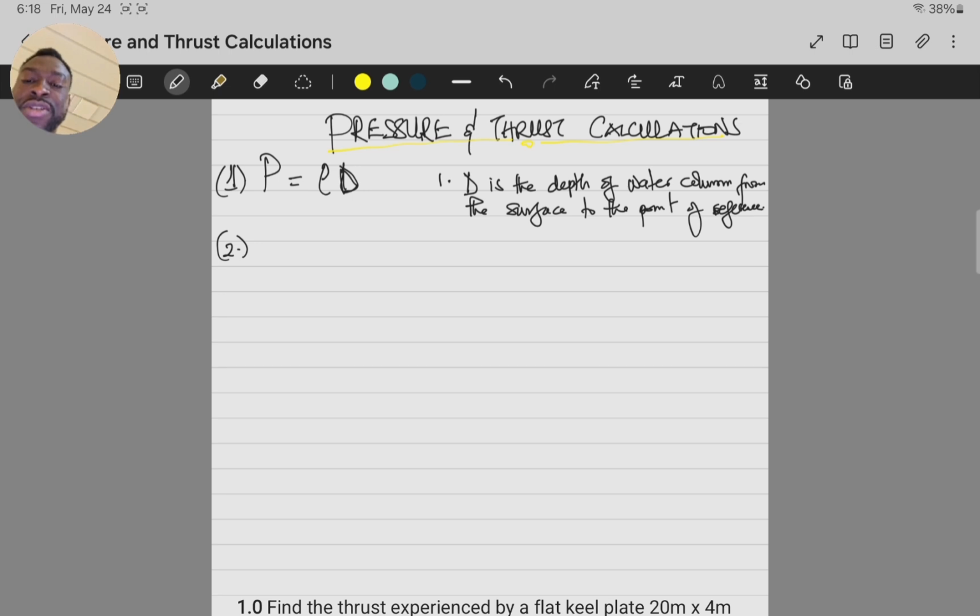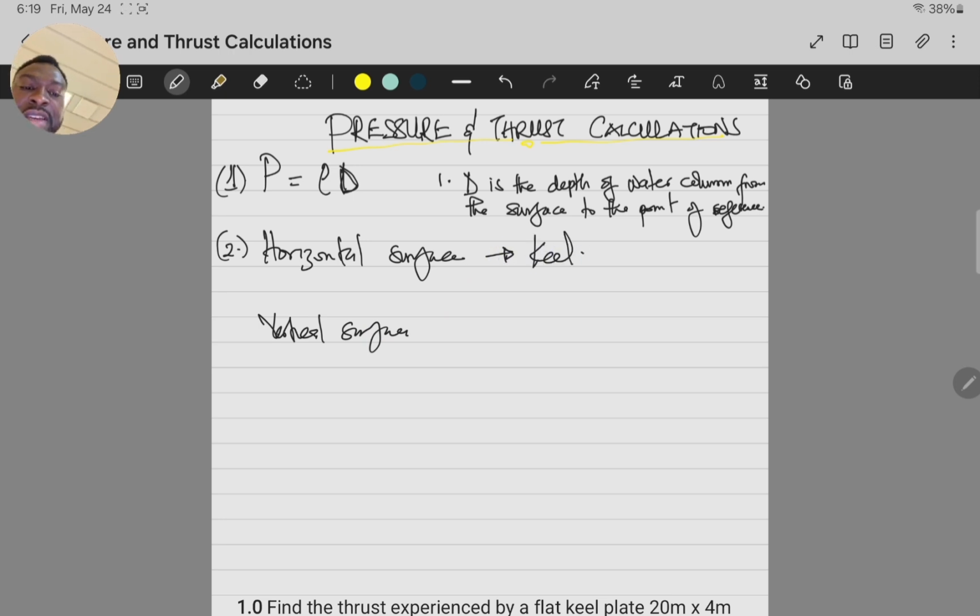The second thing I like to point out is that it depends on the situation. If you're asked to find the pressure going vertically downward on a horizontal surface, so we can have a horizontal surface and we can have a vertical surface. Example of horizontal surface is keel, okay, flat keel. An example of vertical surface is gates, bulkhead. So it's very important to know. An example of horizontal surface can also be the lid of tank or the crown of tank.